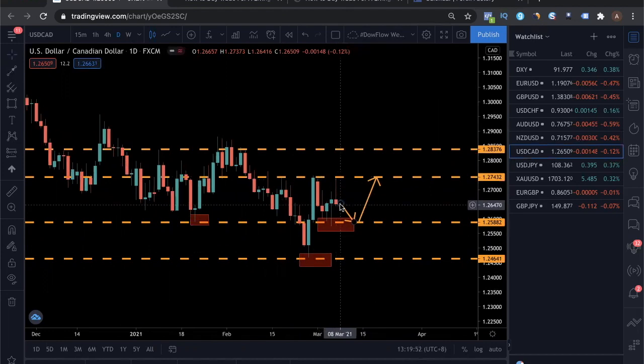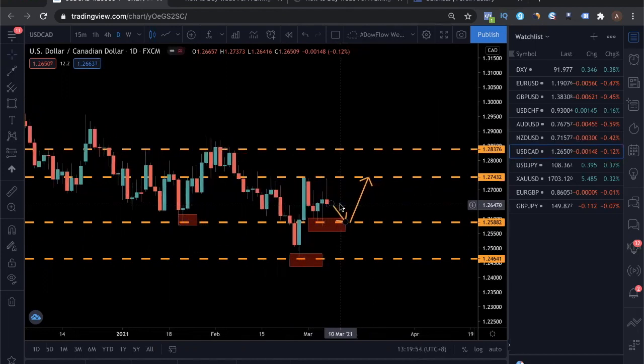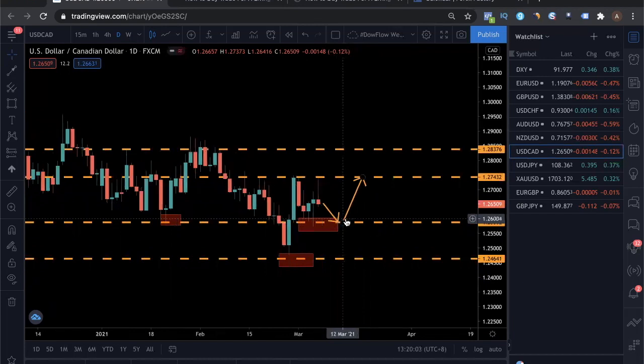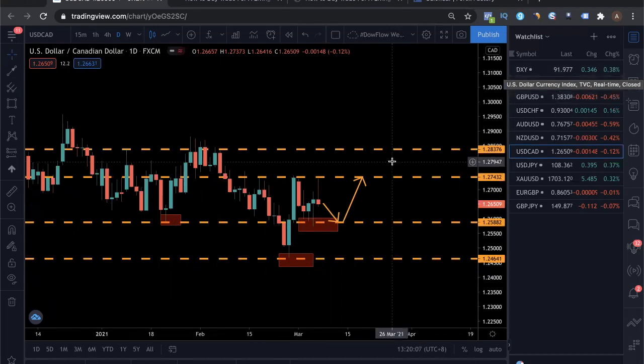So right now, price is in the middle of nowhere. Okay, so the best thing you can do is to wait. Do not try to chase the market and trade in the middle of nowhere. Ideally, I would prefer to buy again in line with the dollar, right? DXY being bullish, rather than selling at the resistance.